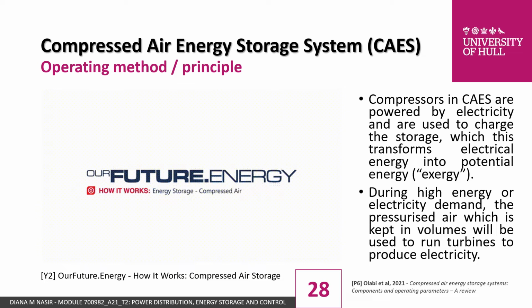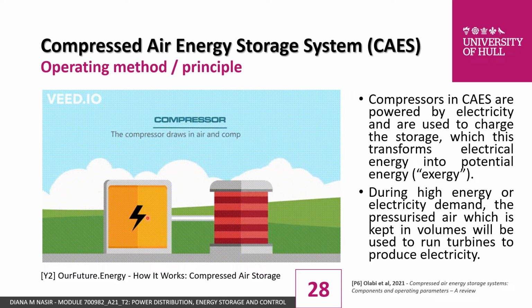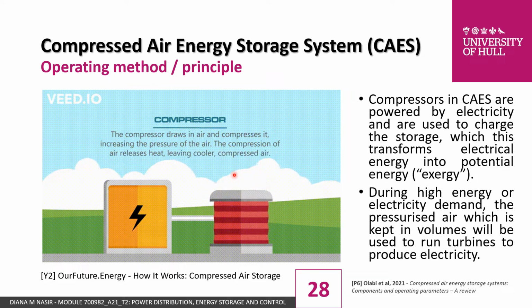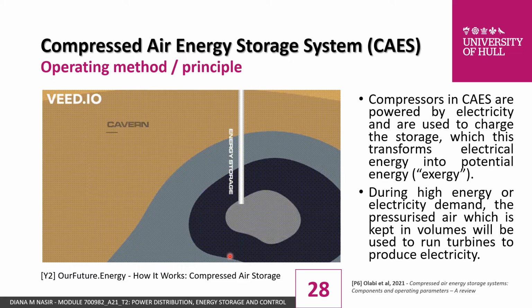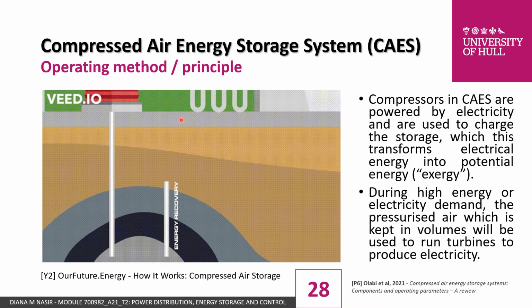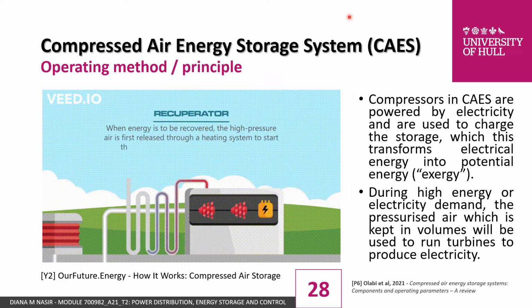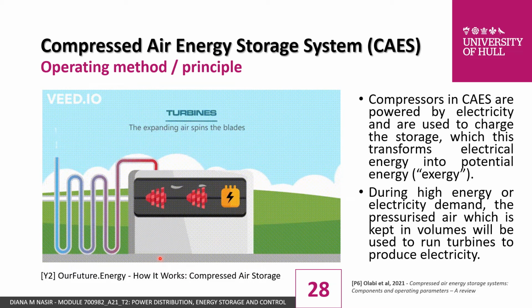Now we can look at a video of how CAES is operated. First, we need a motor to drive the compressors, and the compressors will compress the air to very high pressure and cool air before it can be kept or stored inside a cabin. Just note that the electrical energy, which is used by the motor, will be transformed into potential energy, which will be kept inside the cabin. So whenever we want to use the stored energy from the compressed air, the air should go through a heat exchanger, and that is when the air is expanded and will push or spin the turbine to generate electricity.